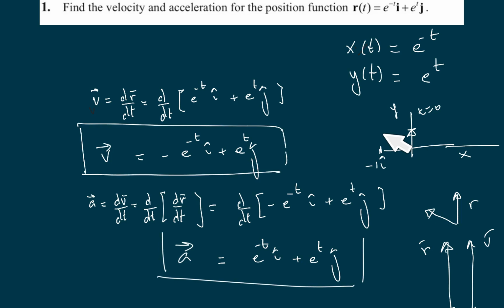You can think about how is the acceleration at t equals 0. At t equals 0, the object has e to the 0 is 1, 1i, 1j. So the acceleration at t equals 0 is parallel to the vector velocity at t equals 0. Oh, no, it's not parallel. 1i plus 1j is perpendicular to the vector velocity. This vector is 1i plus 1j.